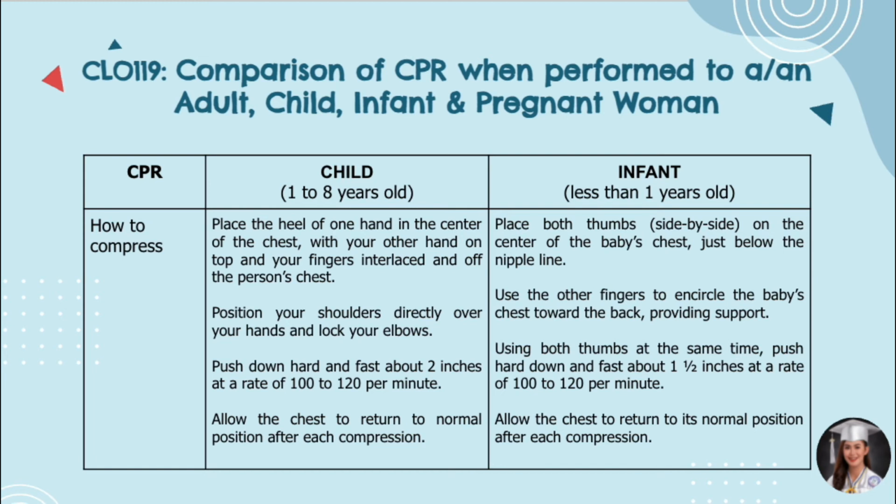And lastly, to an infant who is less than 1 year old, place both thumbs side by side on the center of the baby's chest, just below the nipple line. Use the other fingers to encircle the baby's chest towards the back, providing support. Using both thumbs at the same time, push hard and fast about 1.5 inches at a rate of 100 to 120 beats per minute. Allow the chest to return to its normal position after each compression.